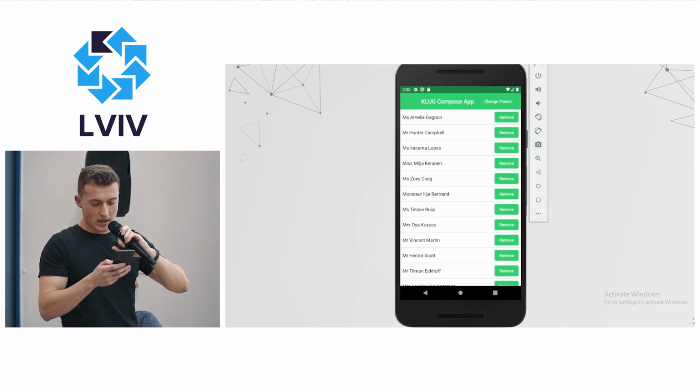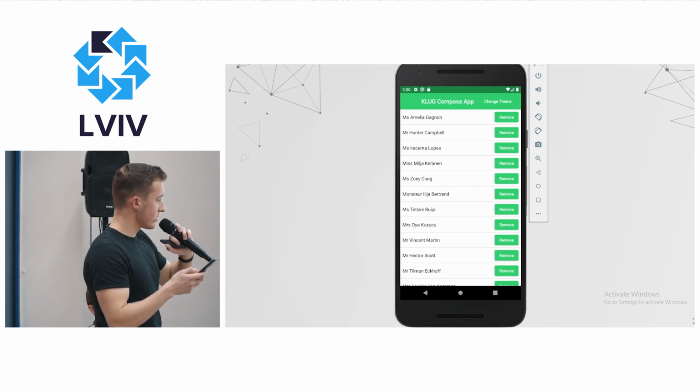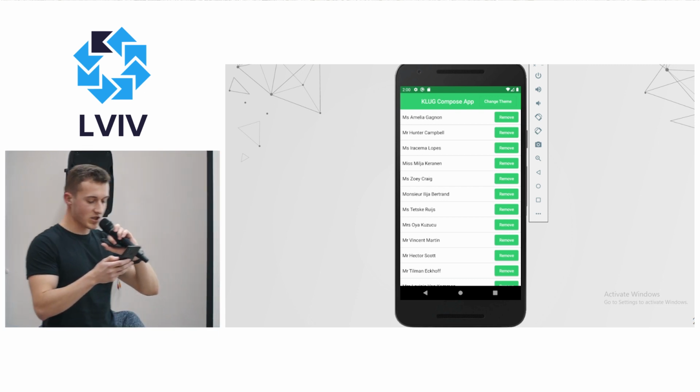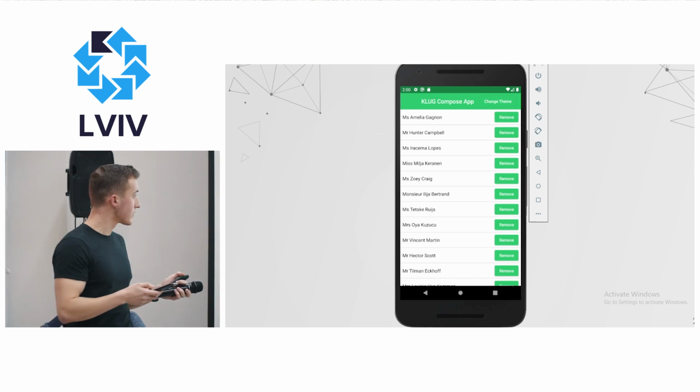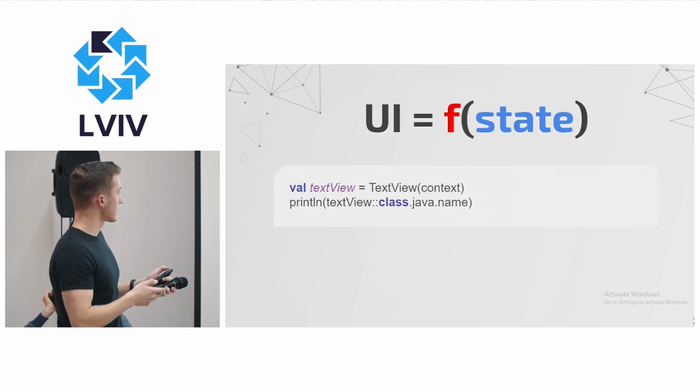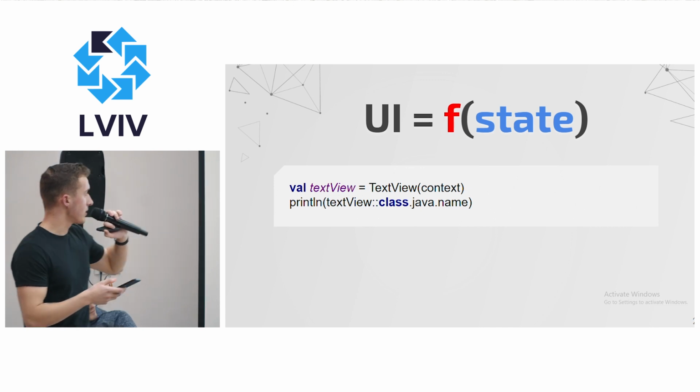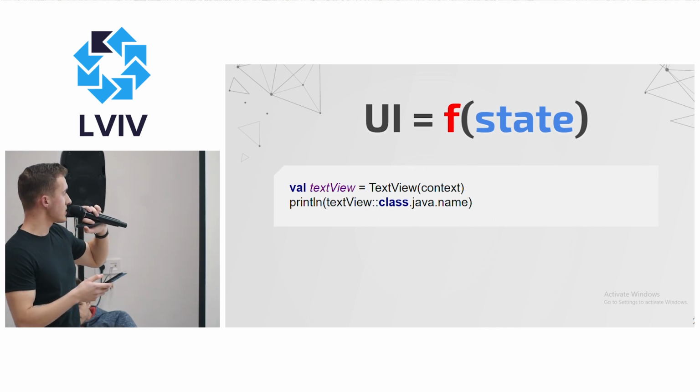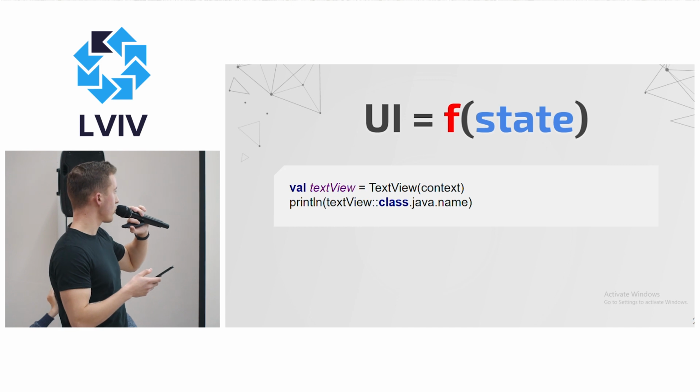So what if we can model the UI as a function that takes a state? This function. Okay, let's see this code. What will it print?